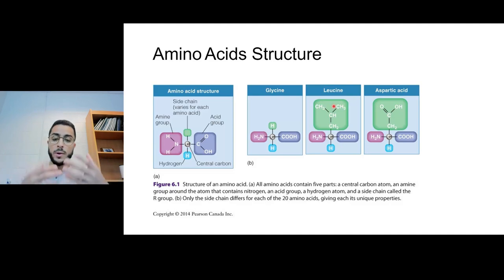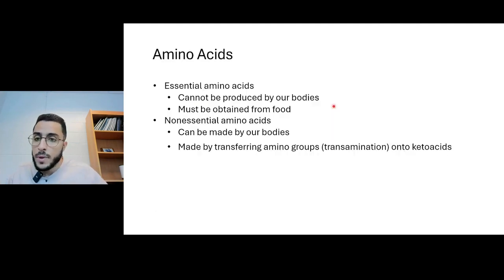Depending on the property that the amino acid has, it can help in the structure of the protein, right? When we talk about amino acids, we can talk about essential amino acids just like essential lipids. This means that you need them in your diet, and so you must obtain them from food, and they cannot be produced by our body. Non-essential amino acids can be made in our body, and they're usually made from essential amino acids through a process called transamination.